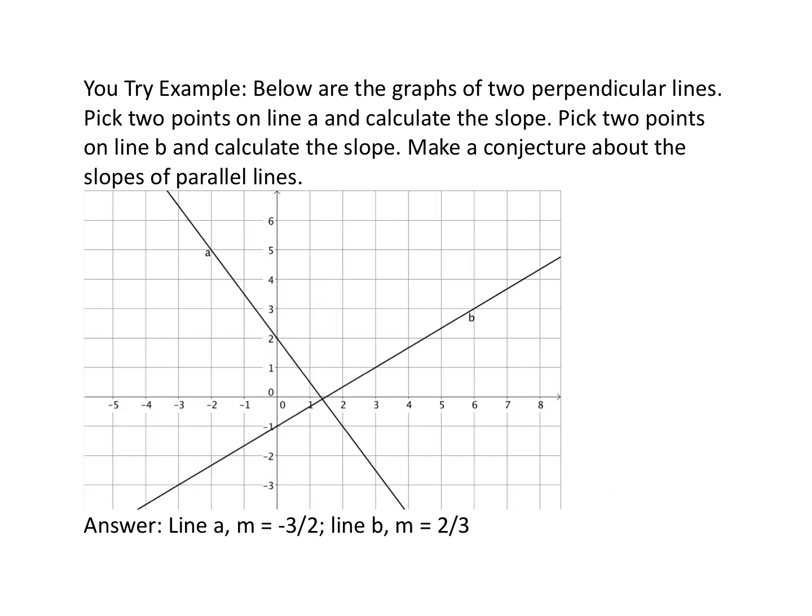Here's another you-try example. So I would suggest you pause the video, work it on your own, and then watch the solution after to make sure you got it correct. So here I have two perpendicular lines. I want to pick 2 points on line A, calculate the slope, 2 points on line B, and calculate the slope. And then what do we think about slopes of perpendicular lines?